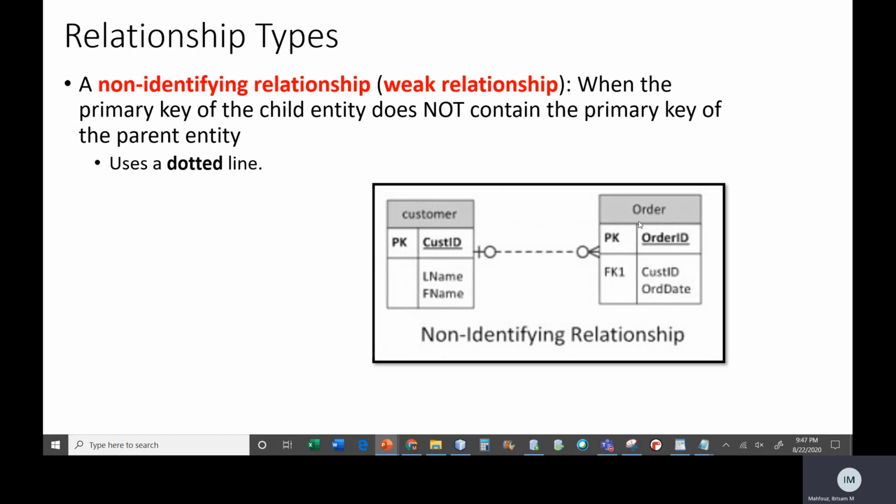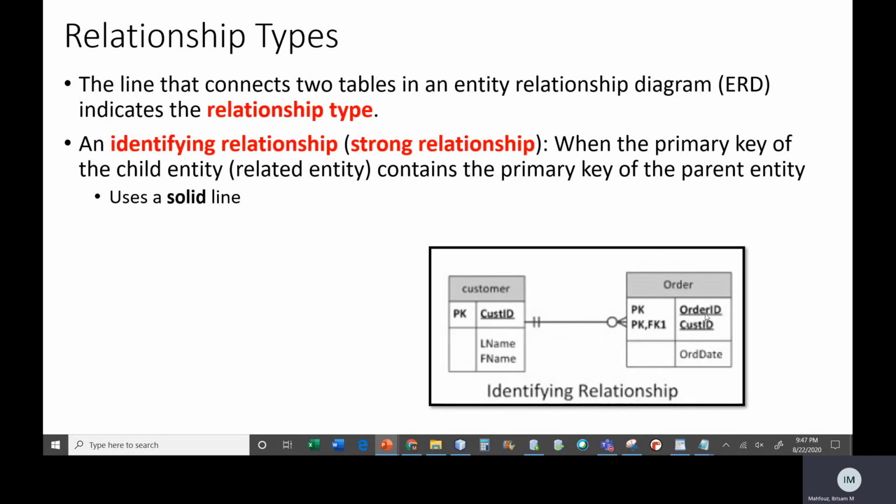So here you see the primary key in the order table is just an order ID. If you tell me the order ID, there is no way for me, just by looking at the order ID, to know who the customer is that placed this order, because that information is not stored in the primary key of my child table. Here, in the identifying relationship, it is stored. You give me the order ID and customer ID, this is the composite primary key, and I can tell you who my parent is.